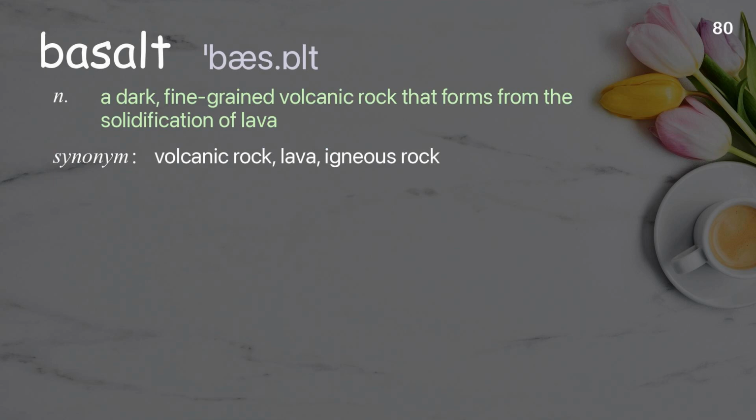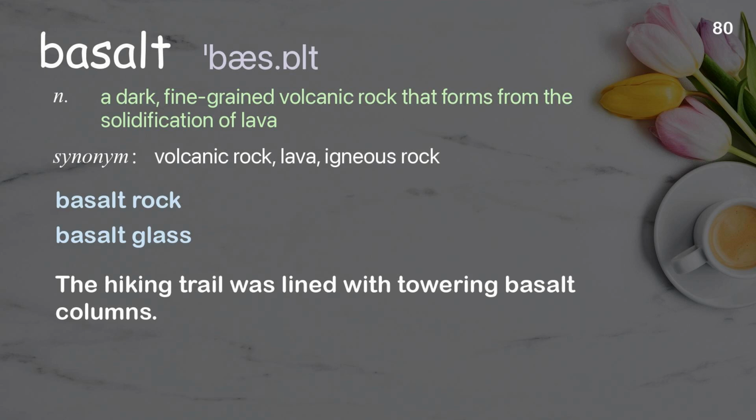Basalt. A dark, fine-grained volcanic rock that forms from the solidification of lava. Examples: Basalt rock. Basalt glass. The hiking trail was lined with towering basalt columns.